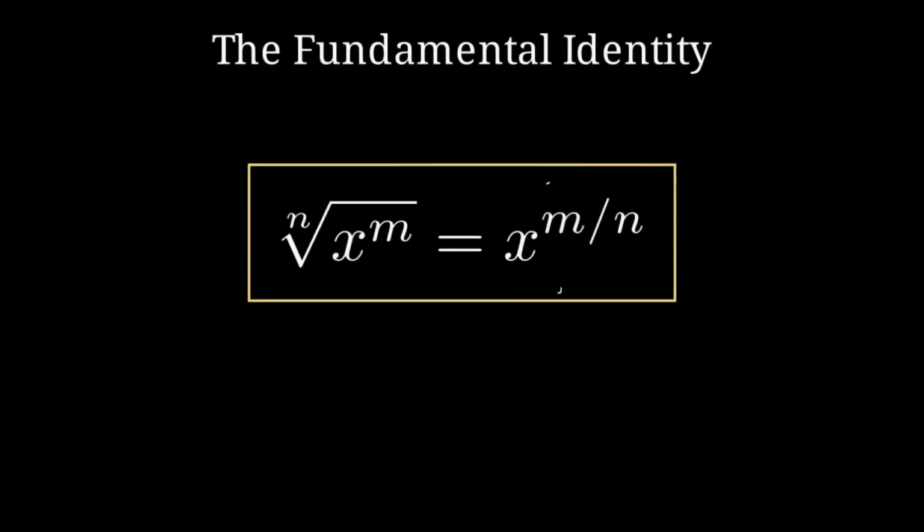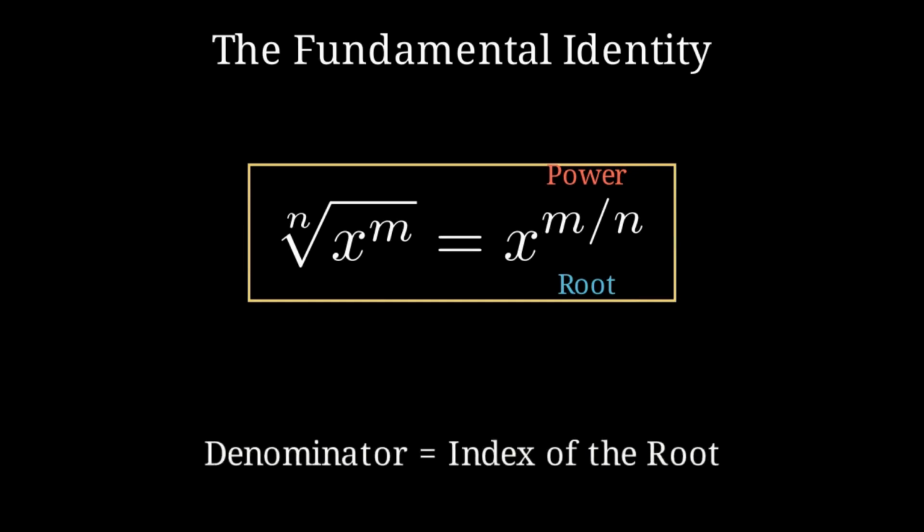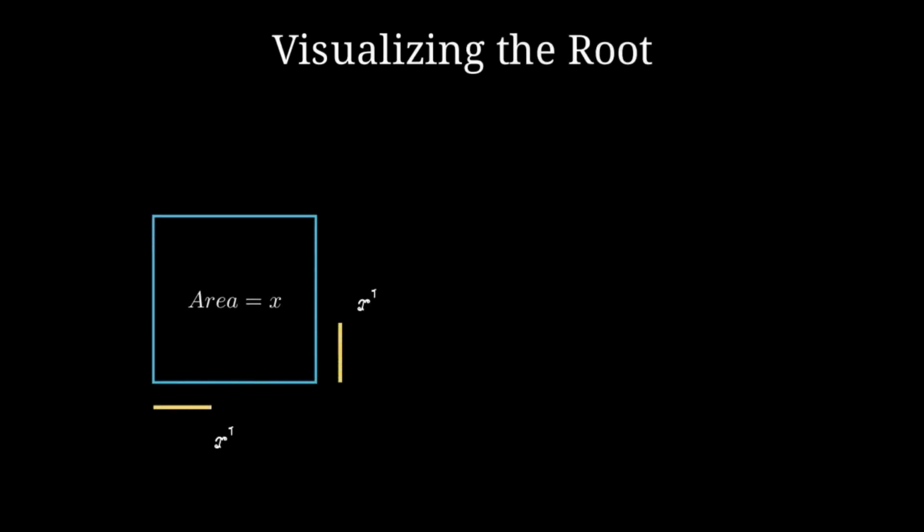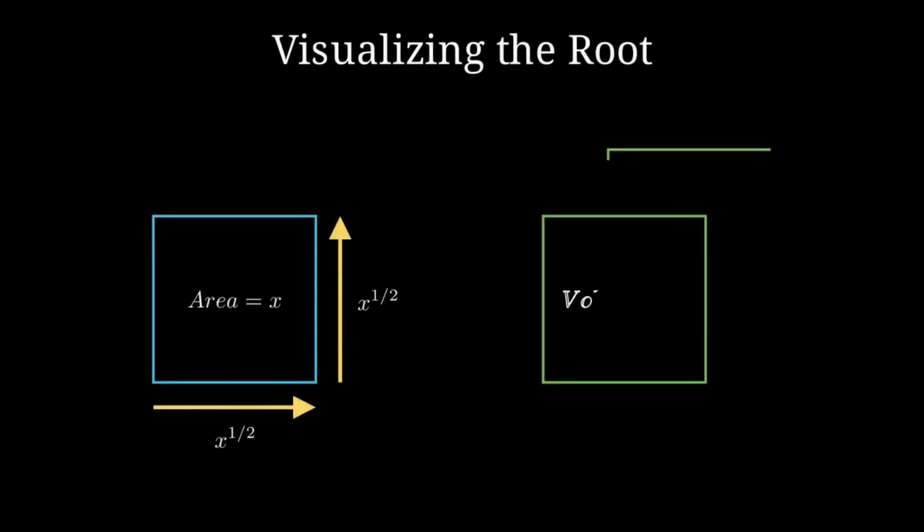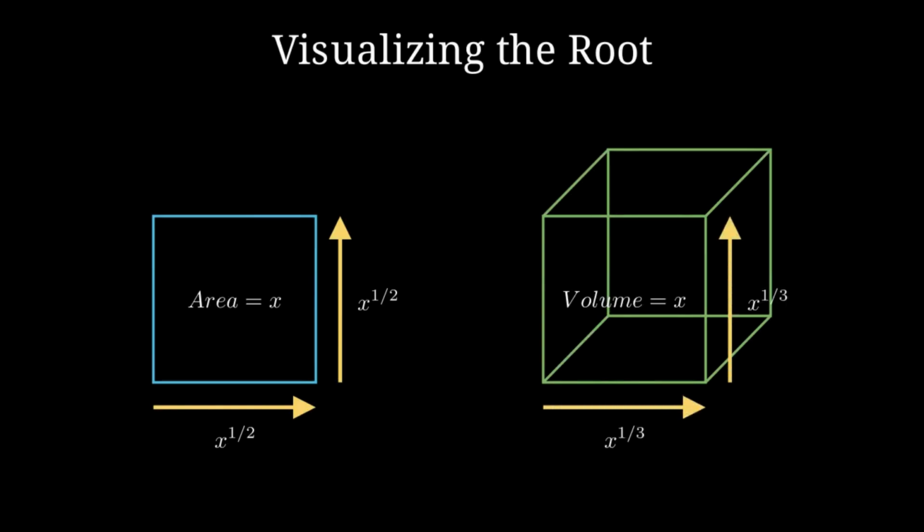The most important rule to remember is that the denominator of a fractional exponent represents the index of the root, while the numerator represents the power. This identity allows us to switch between radical and exponential forms effortlessly. Think of a denominator as a splitting factor. An exponent of 1/2 splits a square's area into its side, while an exponent of 1/3 splits a cube's volume into its edge length. It is a measure of dimensional scaling.